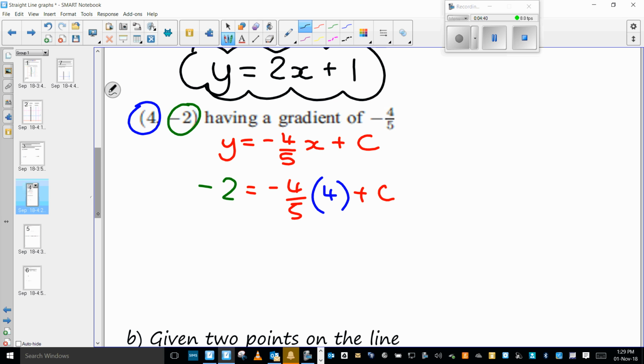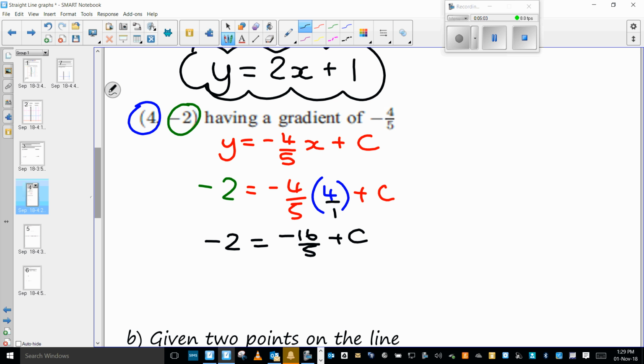So 4 whole ones is 4 over 1. How do we multiply fractions together? No, don't change the denominator. Just multiply top by top, bottom by bottom. We've got to remember that. So it's -2 equals -16/5, plus c.